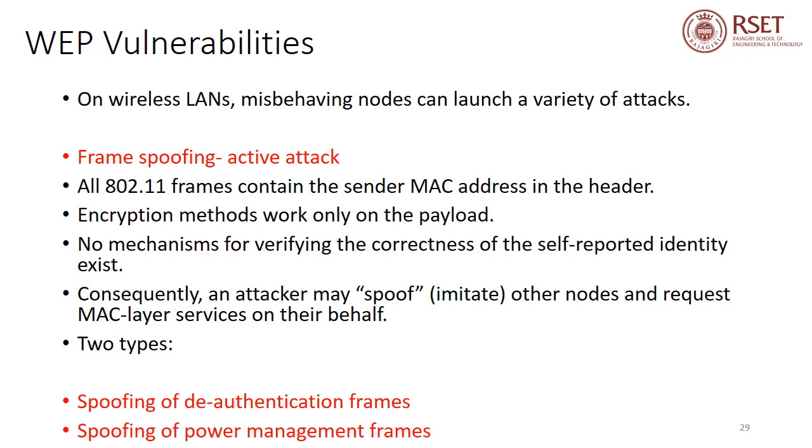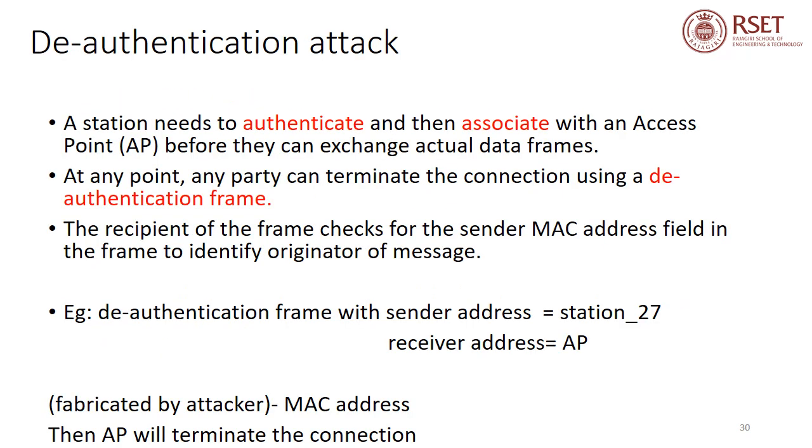So not only is an attack possible on the data or the payload that is being passed between wireless stations and access points, you can also have attacking nodes or attacking stations present who can perform different kinds of spoofing on the frames that are being passed through the wireless stations and access points. So such kinds of vulnerabilities are also possible in the WEP protocol. First one is spoofing of de-authentication frames, which is known as a de-authentication attack.